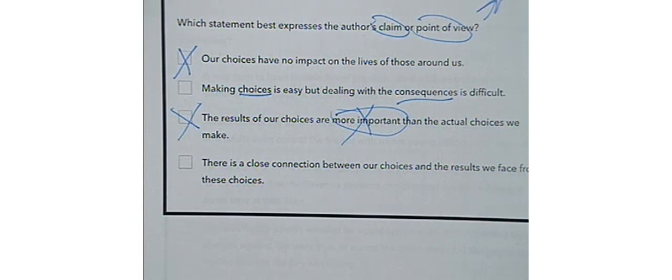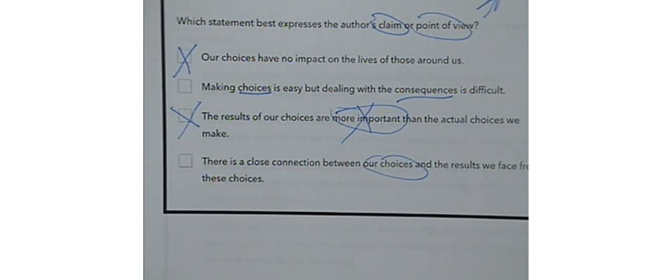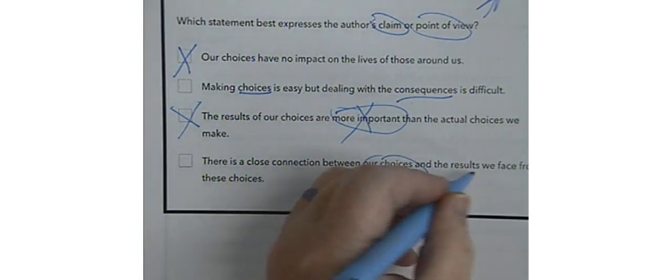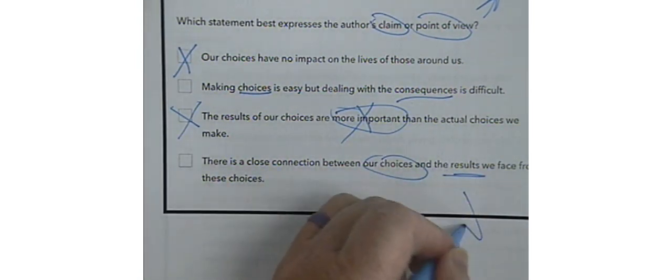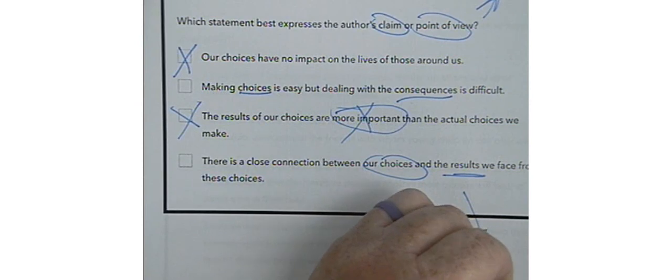There's a close connection between our choices and the results we face from these choices. Okay, so let's look at this one closely. We have the word choices, but we don't have the word consequences, but we have the word results, which we should know in this situation is the same thing as consequences. So we have choices and we have results, we have consequences. So now we're stuck with B and D.